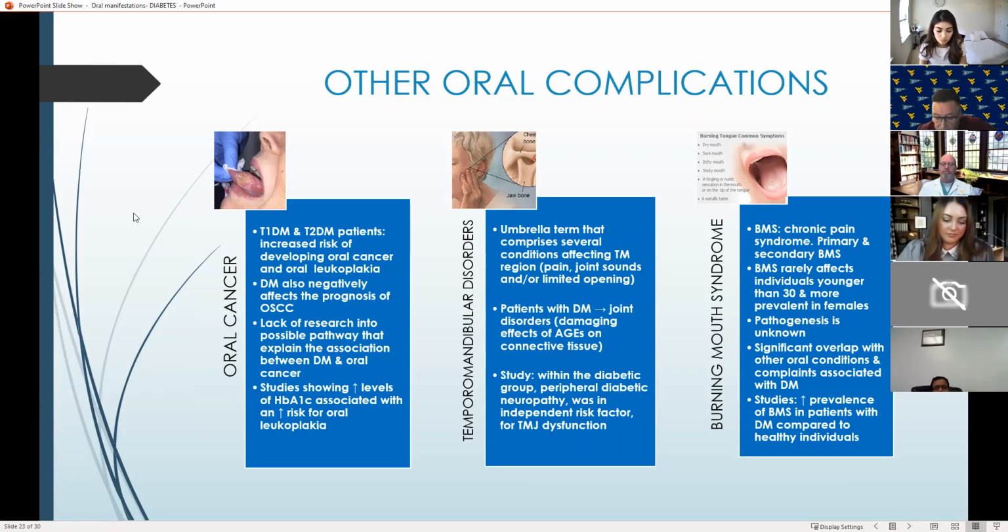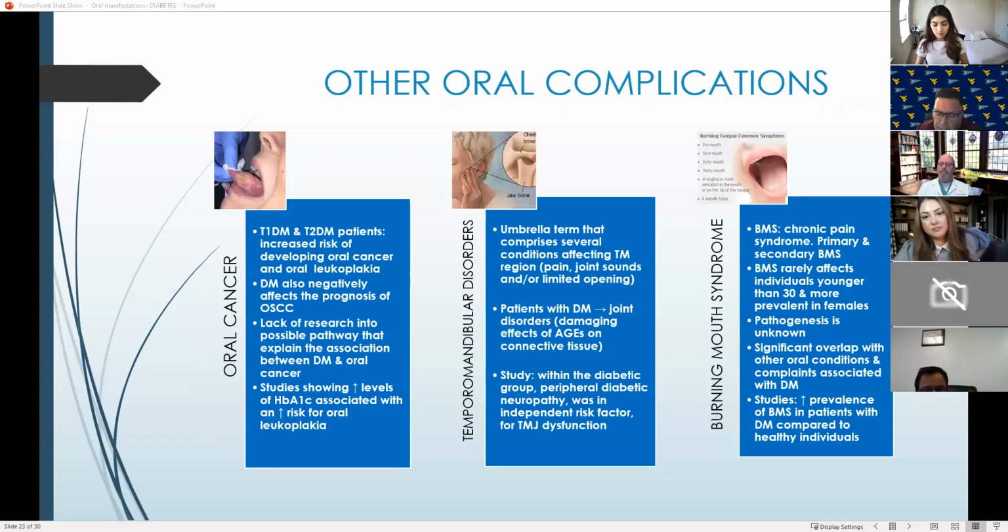Interestingly, some investigators have also found that within the diabetic group, peripheral diabetic neuropathy has been an independent risk factor for temporomandibular dysfunction. Finally, burning mouth syndrome, BMS, is a chronic pain syndrome. Usually two types are distinguished. So we have primary BMS, if there are no underlying diseases that can explain the complaints, and secondary BMS, when there's an oral or systemic disorder that could explain the condition.